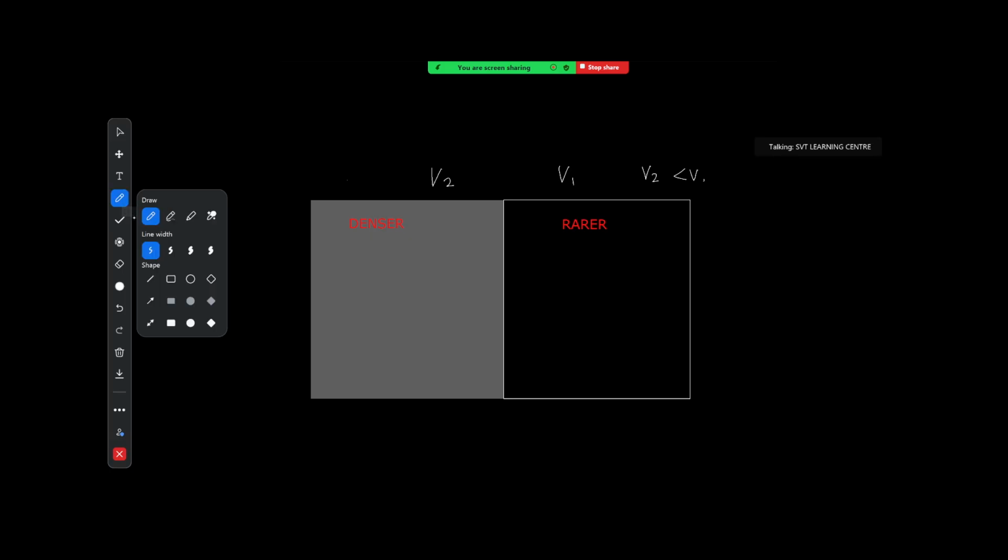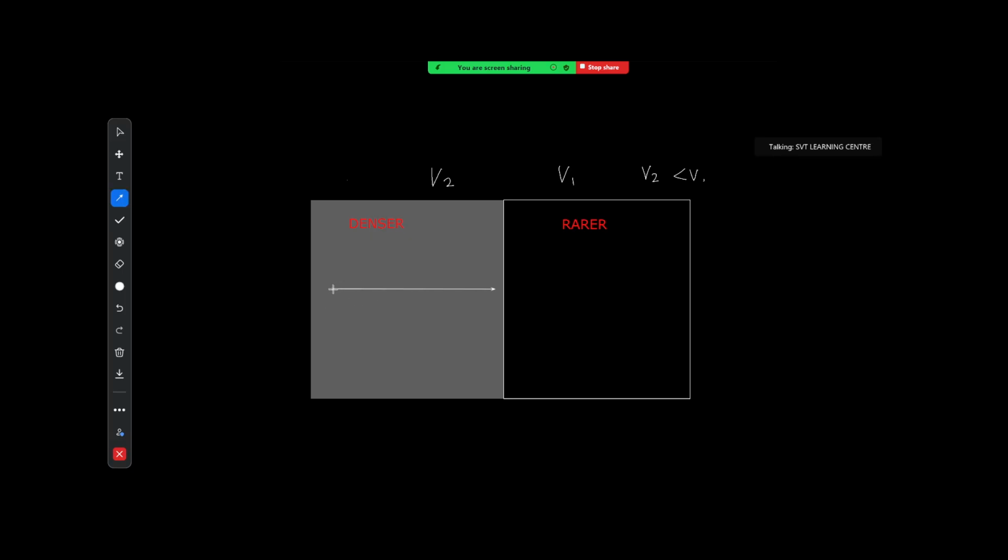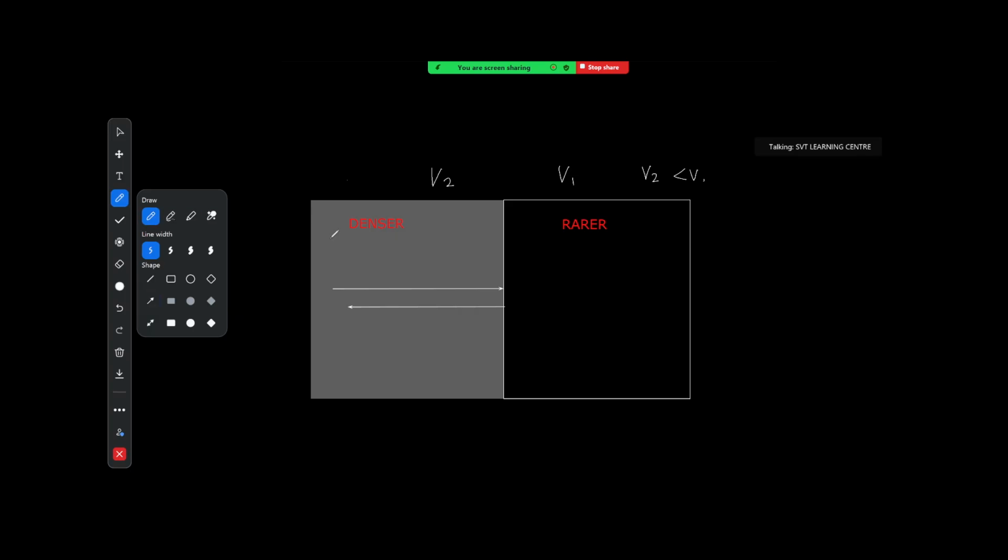So if you look at the velocity, let us say that the velocity over here is v2, just to keep homogeneity with what we have learned before this. So obviously v2 will be less than v1. That is the definition of denser. Now when a wave goes over here and it comes back, correct? Then there is no phase difference. Your phase difference is 0.